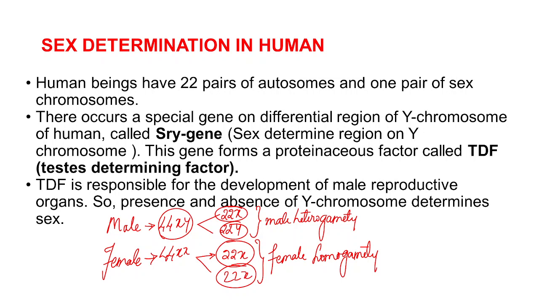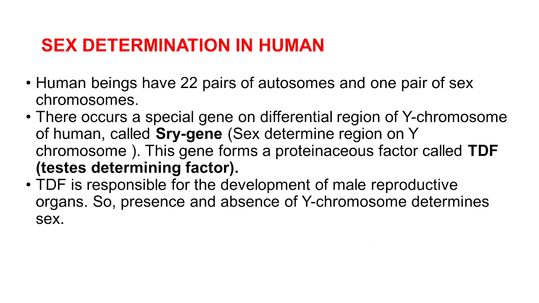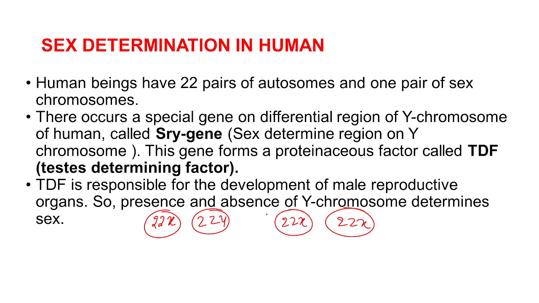By this one point I would like to make you clear, the males will produce two types of gamete, that is 22X and 22Y, and females will be producing only one type of gamete, that is 22X. And see here, if you consider this as egg, one egg, and this is another egg, right.